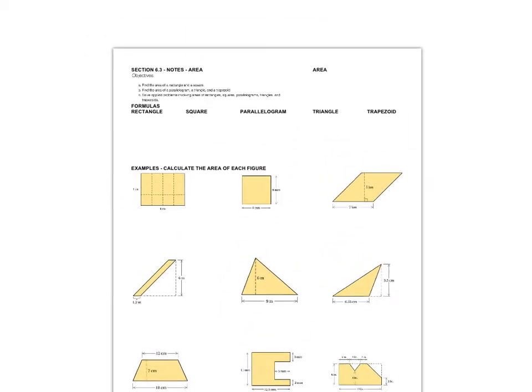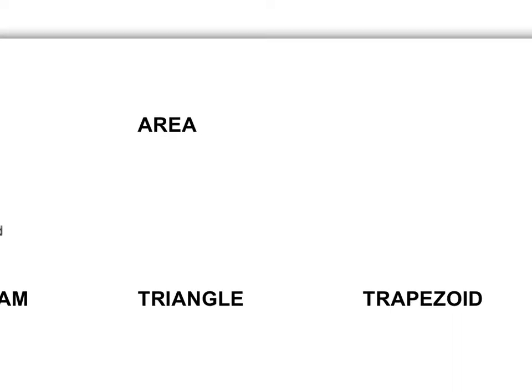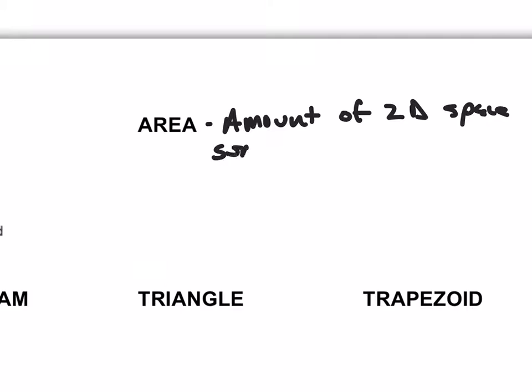Let's take a look here, and let's just talk about what area is. Area is the amount of two-dimensional space that something takes up. When I think of area, I think of the amount of carpet that you would need to fill a room, or a painting or a picture on the wall or something like that.